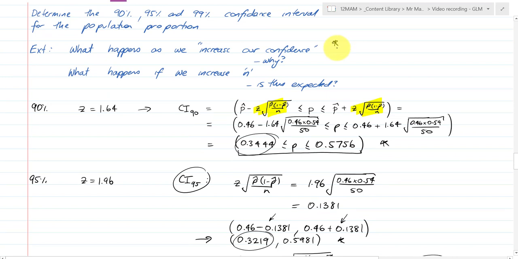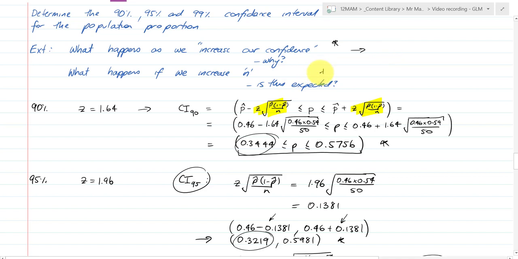So what happens as we increase our confidence? As I've just said, the width grows as we go. Why is that the case? Well, if we want to be more confident, we have to include a larger width of data. That increased width of data introduces more possible values for P, therefore increasing our confidence that P is within that boundary. That's why it increases.